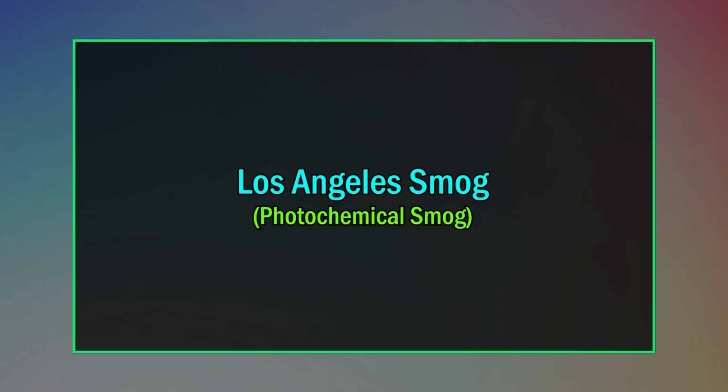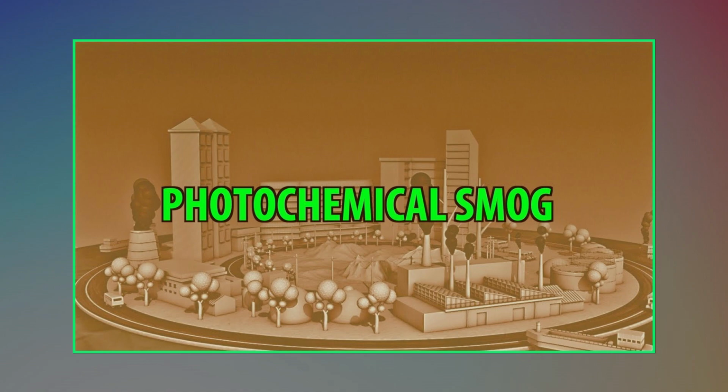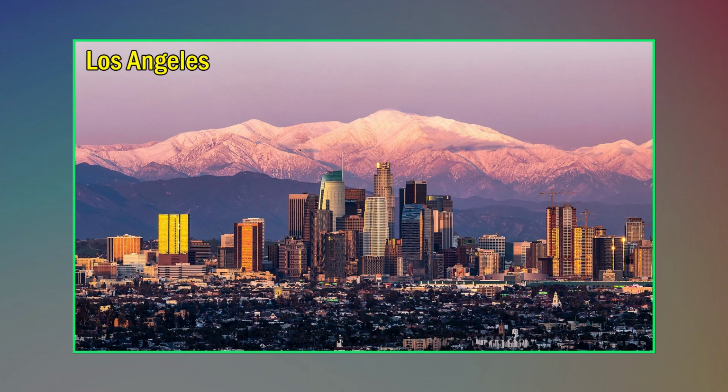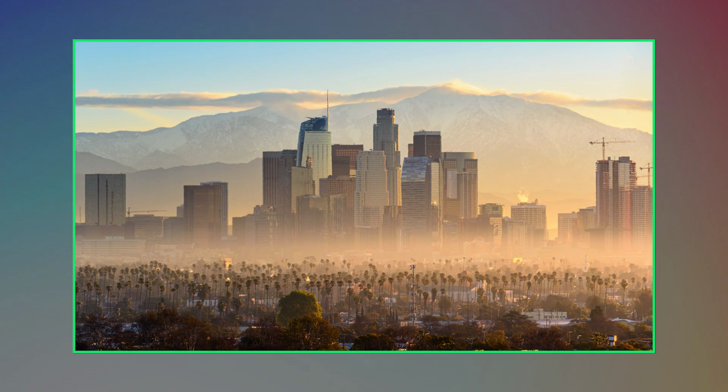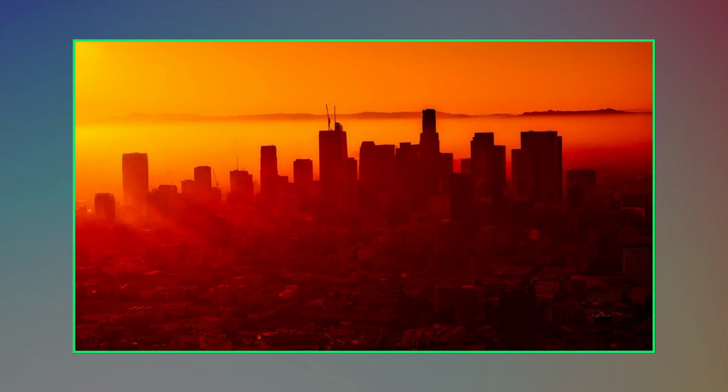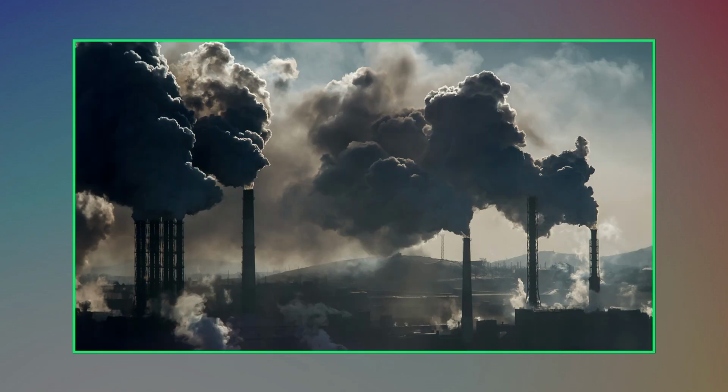Los Angeles smog, or photochemical smog. Photochemical smog was first identified in Los Angeles in 1944. Although several other kinds of smog occur, photochemical smog is a yellow-brown haze produced by the reaction of sunlight with exhaust from automobiles and power plants that burn coal.